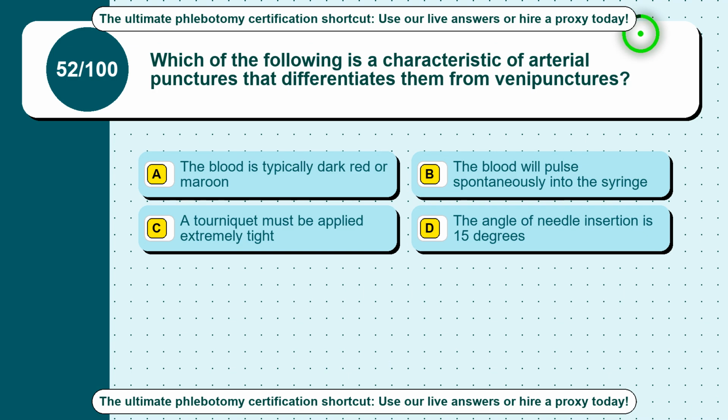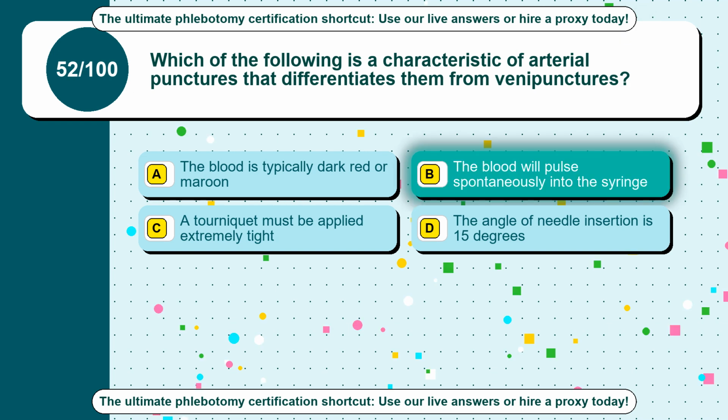Question 52. Which of the following is a characteristic of arterial punctures that differentiates them from venipunctures? Option A, the blood is typically dark red or maroon. Option B, the blood will pulse spontaneously into the syringe. Option C, a tourniquet must be applied extremely tight. Option D, the angle of needle insertion is 15 degrees. The correct answer is option B, the blood will pulse spontaneously into the syringe.